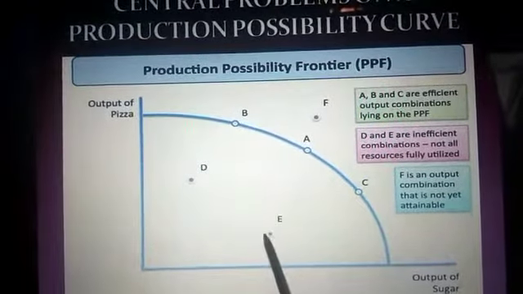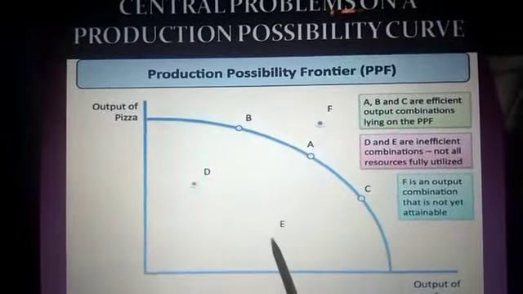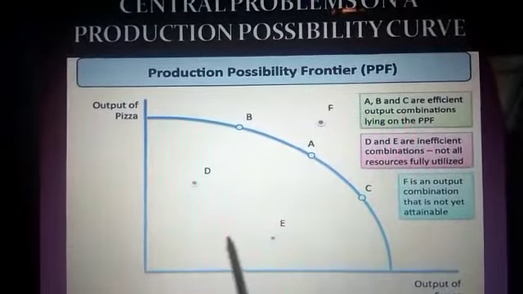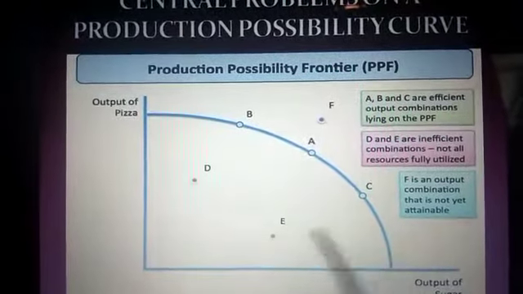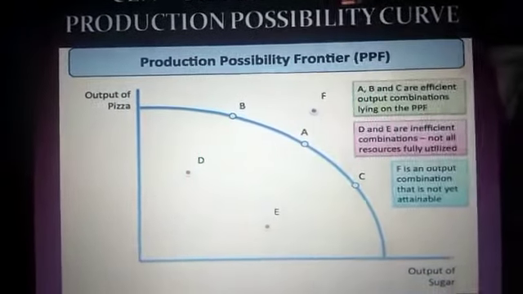Look at this point E. We are producing this much of pizza. With that, we are producing this much of sugar. Okay, with this much of pizza, we should be able to produce this much of sugar. We are not producing it because we are not utilizing our resources efficiently.